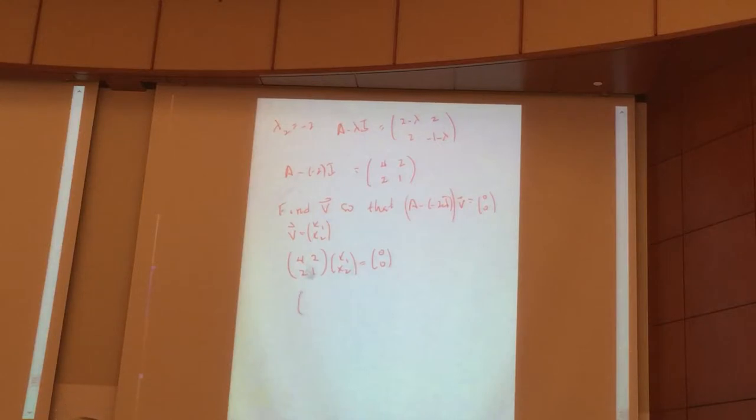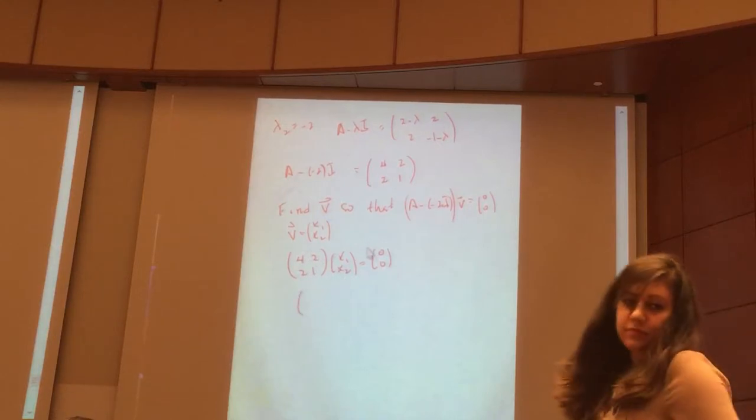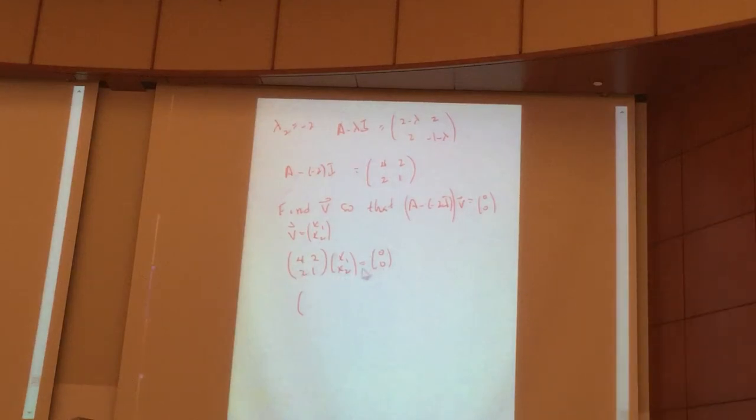This is just a system of equations. 4x1 plus 2x2 is 0. 2x1 plus x2 is 0. Augmented matrix: 4, 2, 0; 2, 1, 0. I'm solving for x1 and x2, so I'm going to row reduce. I'm going to rewrite this because I like the 2, 1, 0 up top. You could certainly do this in your head just as easily. So I'm now going to multiply row 1 by minus 2, add it to row 2. That's my new row 2. And what I get is 2, 1, 0, and 0, 0, 0.